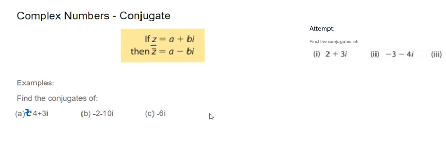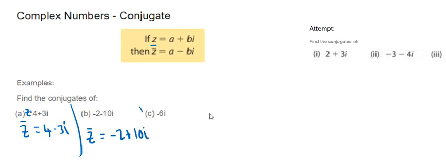So if z equals 4 plus 3i, well then z with a line over it, the conjugate of z, we just change the sign, always the sign in the middle, so it would just be 4, instead of a plus we'd have a minus 3i. So that would be the conjugate of that one. Next one then, if z equals minus 2 minus 10i, well then the conjugate, z with a line over it, would be minus 2, and we just change the sign in the middle again, so it would be a plus 10i.